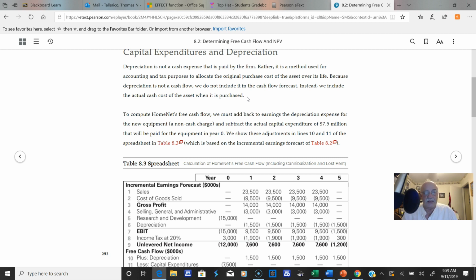All right. So as many of you either know or don't know, depreciation is basically the buying down of an item as it ages. And it's considered a non-cash expense that is paid by the company. It's non-cash. So you see here, it is a method used for accounting and tax purposes to allocate the original purchase cost over its life. And you'll see, here's the important point. Depreciation is not a cash flow. We do not include it in the cash flow forecast. So we're going to put that back in.